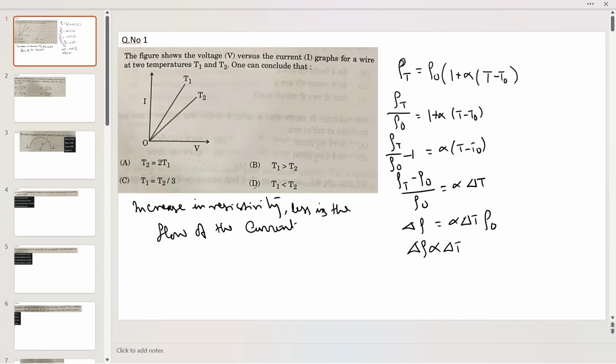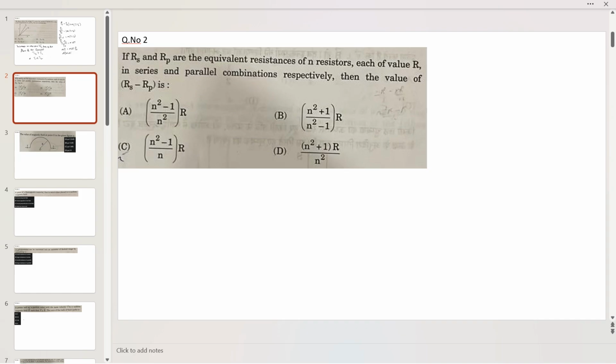So from this we conclude that T2 is greater than T1, or you can say that T1 is less than T2. So this is your answer. Now I am going to the second question.